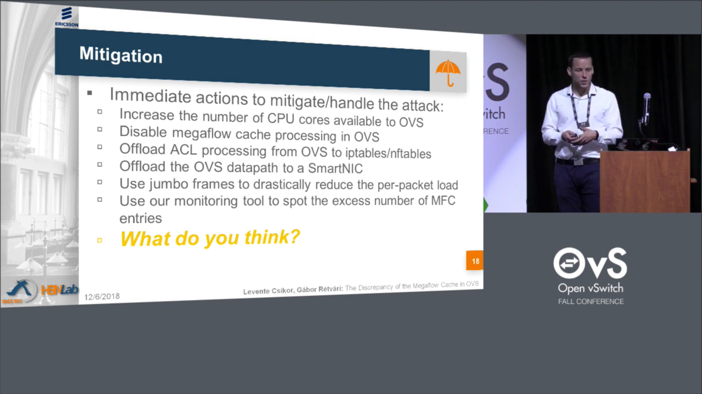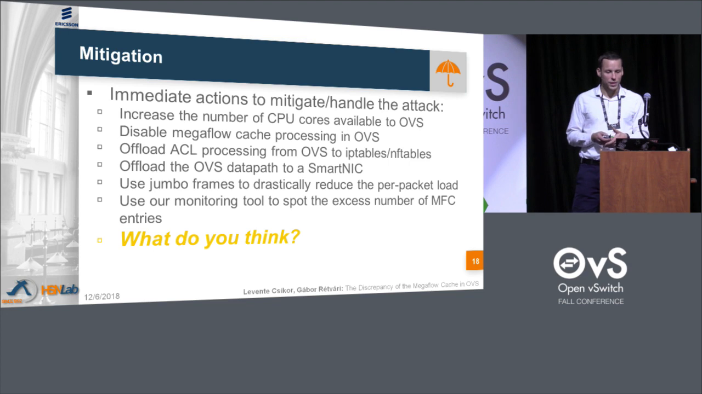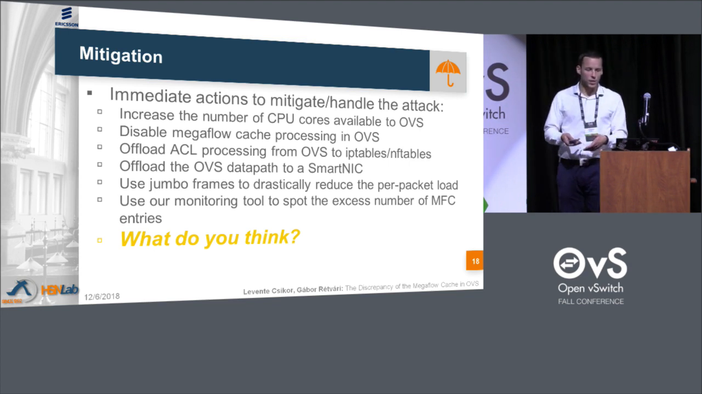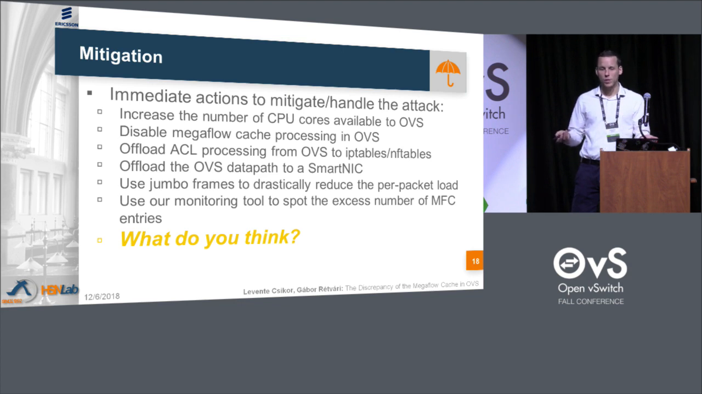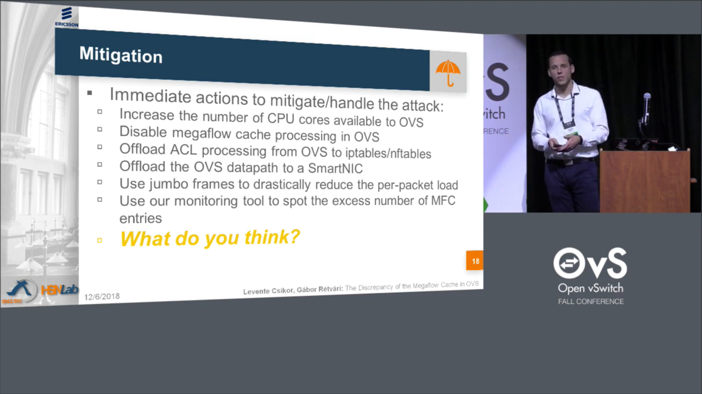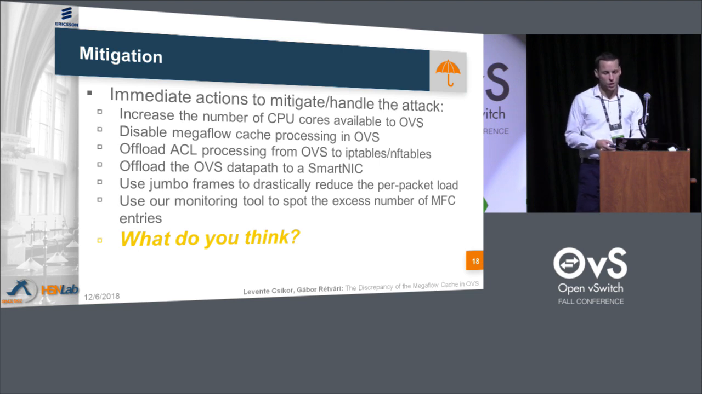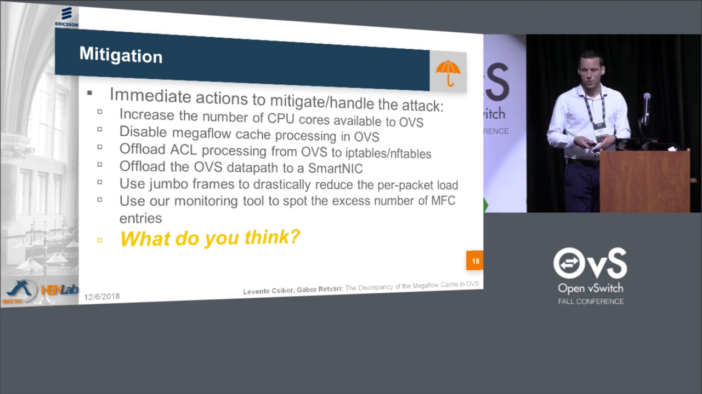And you can also offload this processing to something else. You can offload vSwitch to some SmartNIC, and you can also enable jumbo frames, because here we are talking about per-packet performance. So if the packets are bigger than the 1500 MTU, then the overall throughput in terms of gigabits per second will also be a bit better. And of course, you can use this monitoring tool that I just showed you, which tries to raise some alarms when the number of cache entries increases.